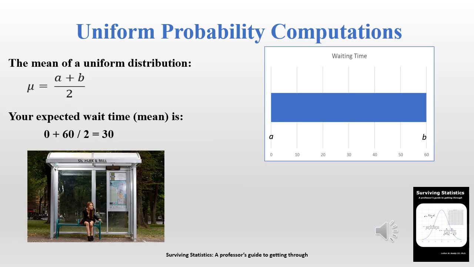So the first question we want to answer is, how long do I expect to wait here? In other words, what is the average or the mean wait time? Well, we compute the mean very simply. We add the minimum plus the maximum, in this case 0 is the minimum and 60 is the maximum, and we divide that by 2. So 60 divided by 2 is 30. The expected wait time is 30 minutes.